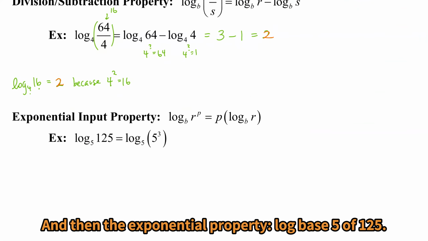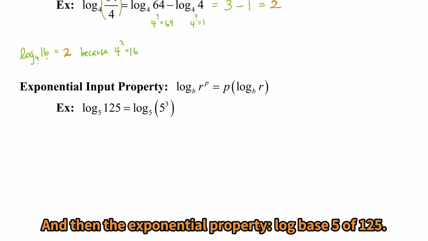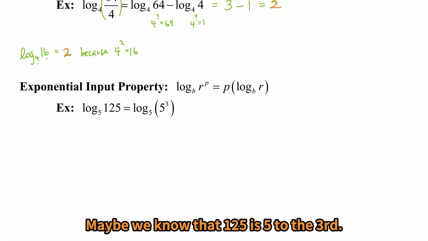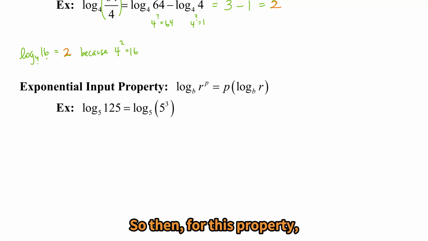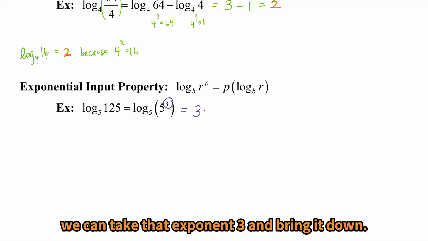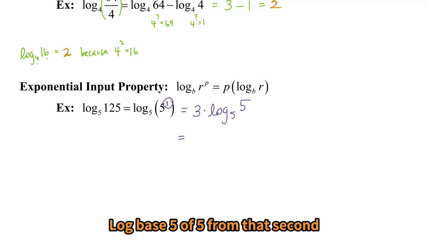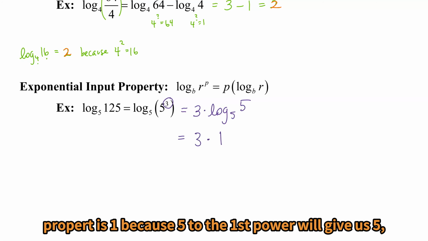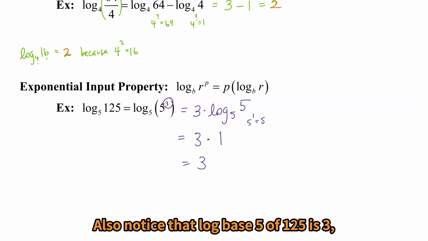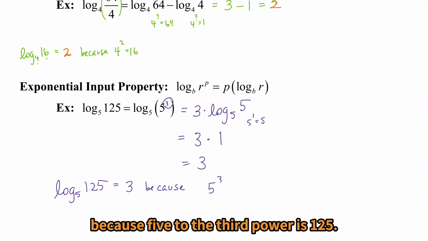And then the exponential property, log base 5 of 125. Maybe we know that 125 is 5 to the third. So then for this property, we can take that exponent 3 and bring it down. Log base 5 of 5 from that second property is 1, because 5 to the first power will give us 5. And 3 times 1 is 3. Also notice that log base 5 of 125 is 3, because 5 to the third power is 125.